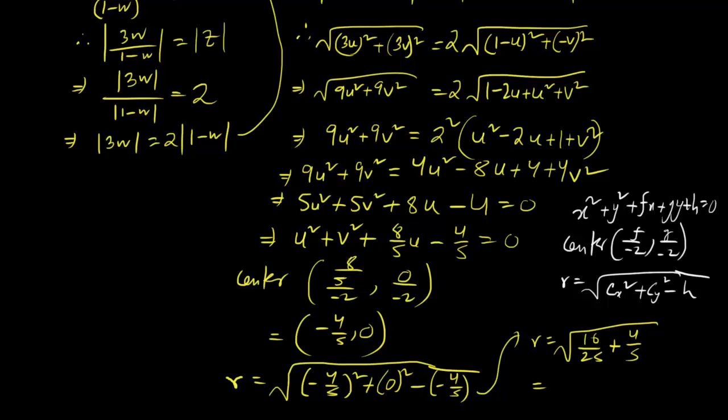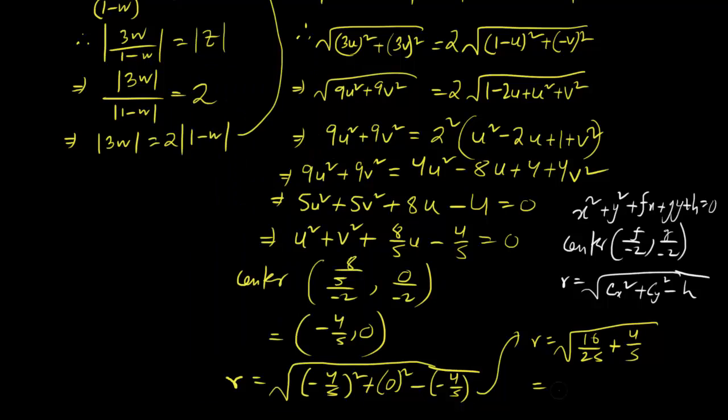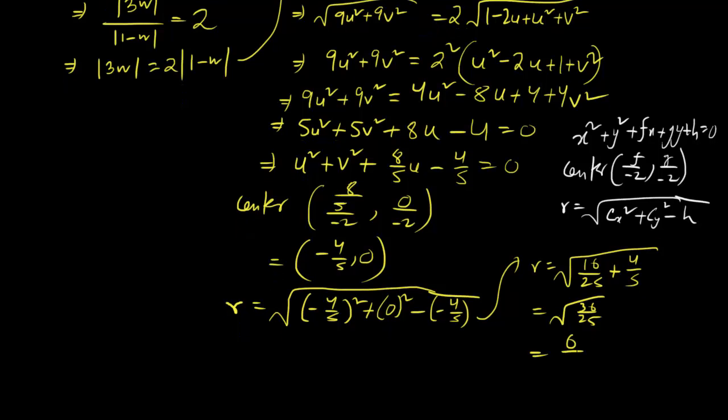If you use the calculator, this turns out to be 16 by 25 plus 4 by 5, and that's 36 by 25. So the square root of 36 by 25 is actually 6 by 5. The square root of 36 is 6, so it is 6 by 5.